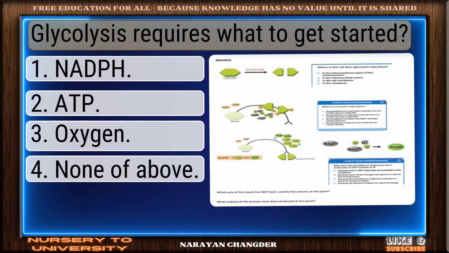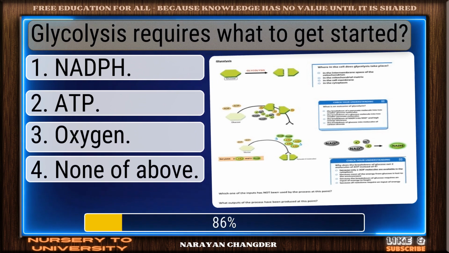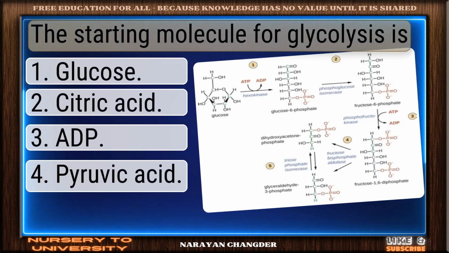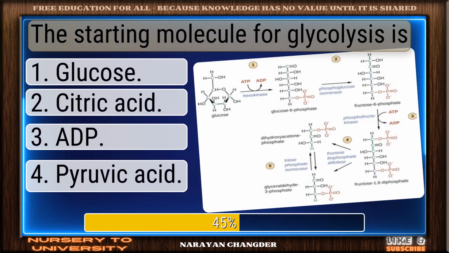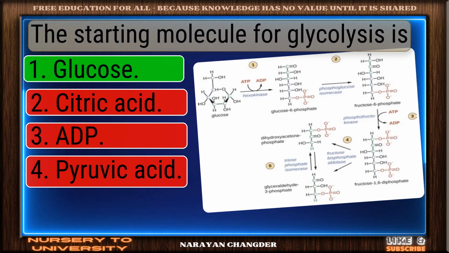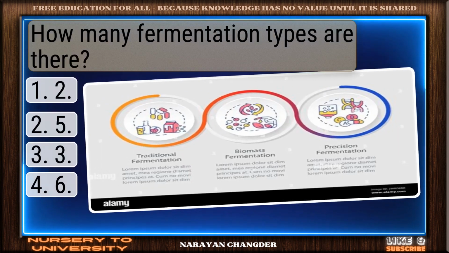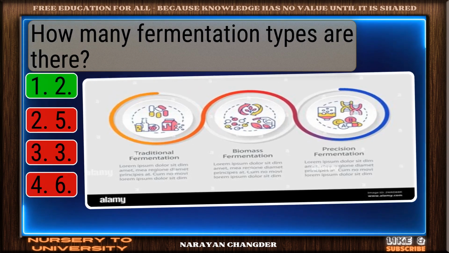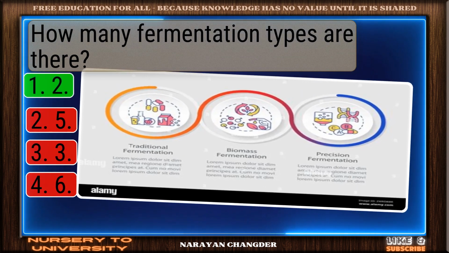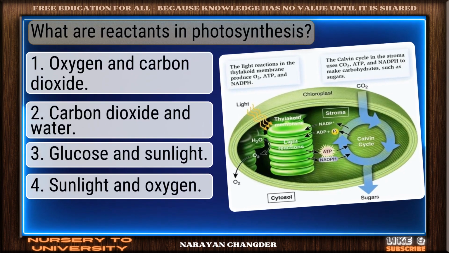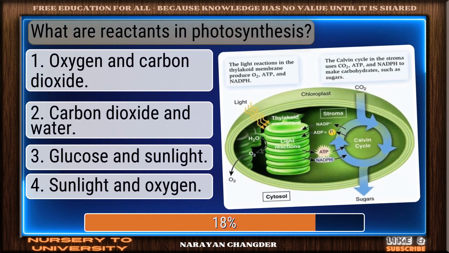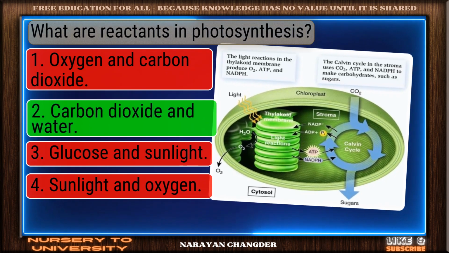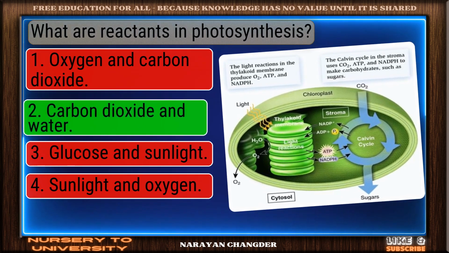Glycolysis requires what to get started? Right again. ATP is a valid answer. The starting molecule for glycolysis is? Well done. Glucose is the right choice. How many fermentation types are there? You got it. Your choice 2 is right. What are reactants in photosynthesis? Good thinking. Carbon dioxide and water is the right answer.